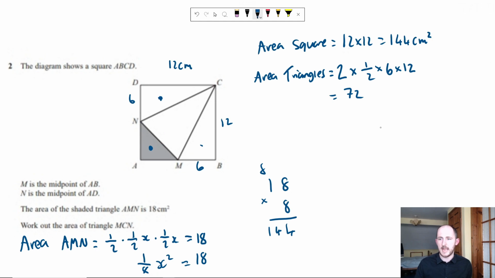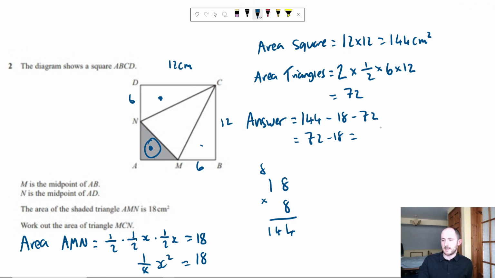So now, the area that I want, so I'm going to call it answer, is the area of the square, 144, minus the area of this grey part here, which is 18, minus 72, which is going to be 72 minus 18, which is going to be, so minus 8 would give me 64, minus 10 would give me 54 centimeters squared. Okay. It's only a 4-mark question. It's a bit savage, but whatever.